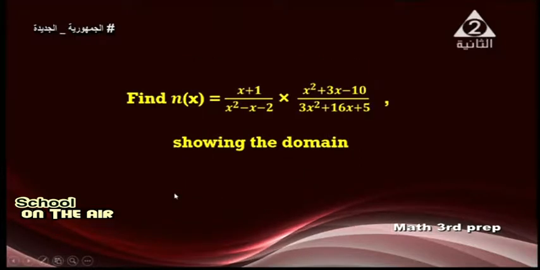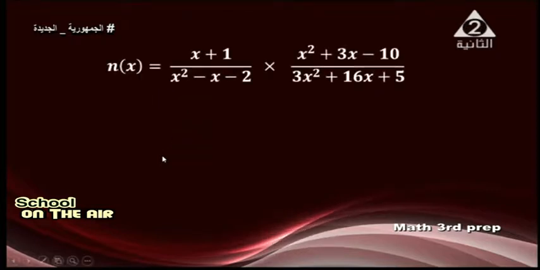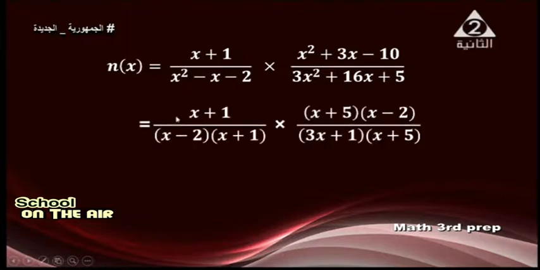Find n of x where n of x equals the fraction x plus 1 divided by x squared minus x minus 2, multiplied by x squared plus 3x minus 10 divided by 3x squared plus 16x plus 5. Showing the domain. First step, we must get the factors of each term or each expression. So first we do factorization for every expression in the problem.